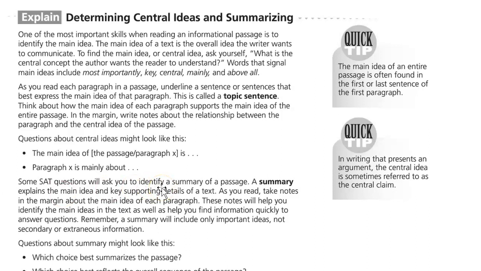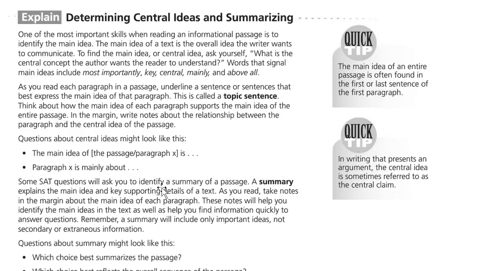One of the most important skills when reading an informational passage is to identify the main idea. The main idea of a text is the overall idea the writer wants to communicate. To find the main idea or central idea, you need to ask yourself, what is the central concept the author wants the reader to understand? Words that signal main ideas include most importantly, key, central, mainly, and above all. As you read each paragraph in a passage, underline a sentence or sentences that best express the main idea of that paragraph. This is often called a topic sentence.